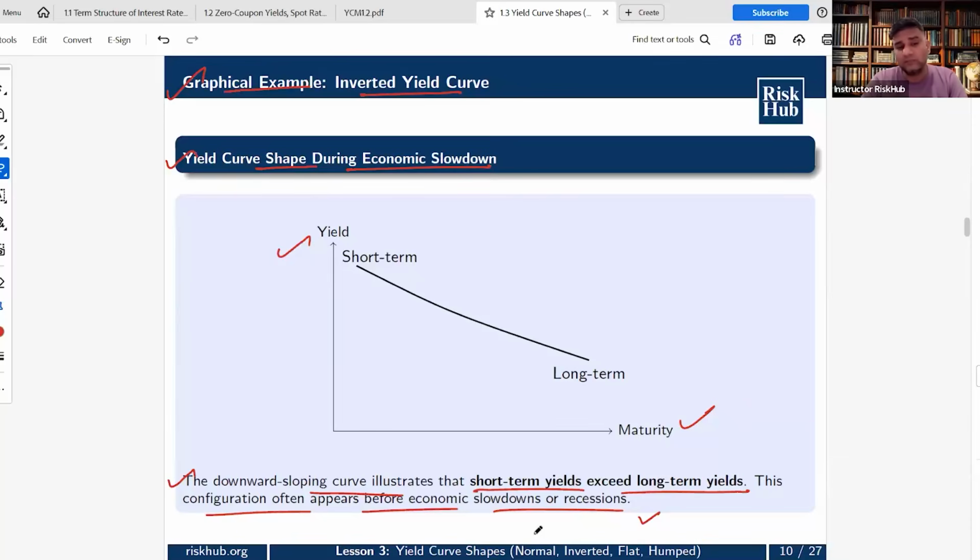One clarification here is that the picture draws inversion as a straight downward line. Real inverted curves are usually not straight. Please understand that they often fall to a trough and then rise again at the long end, so the term premium is still positive out there.